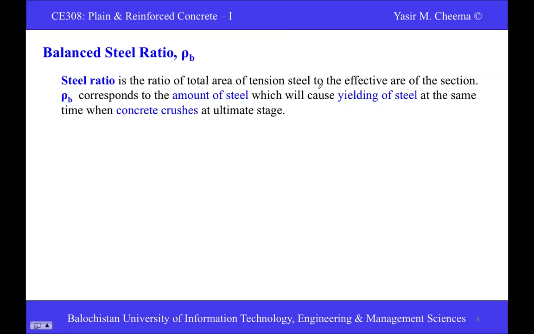Balanced steel ratio. Steel ratio is the ratio of total area of tension steel to the effective area of the section. If you remember the problem you solved, there you take rho is equal to As over bd. D is the effective depth. Yes, D is the effective depth of section. The same thing is here. Area of tension steel to the effective area of the section.